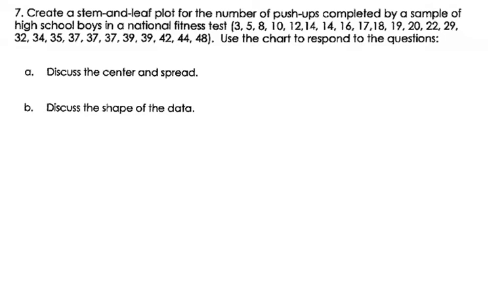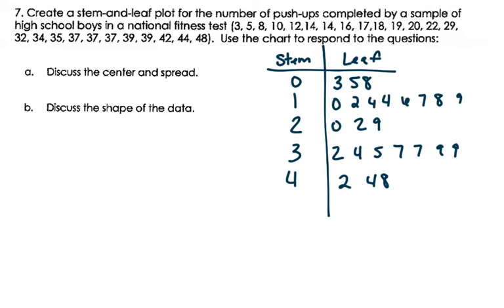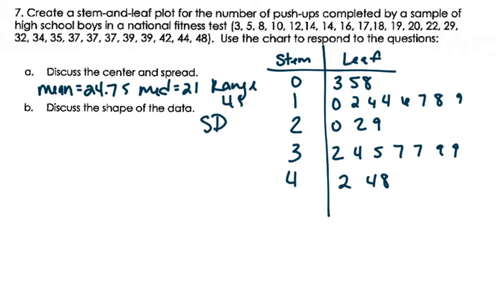All right. So then being able to create a stem and leaf plot is a big deal. So go ahead and try that in 1, 2, 3. Okay. So the mean is 24.75. The median is 21. The range is 45. And the standard deviation is 13.48. If you don't remember how to find those, go back and watch the videos.